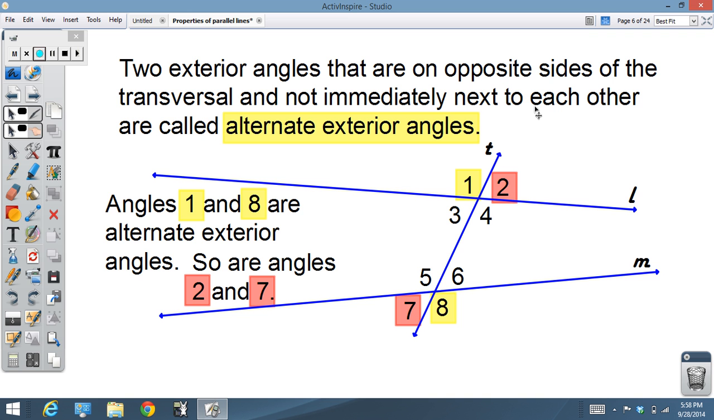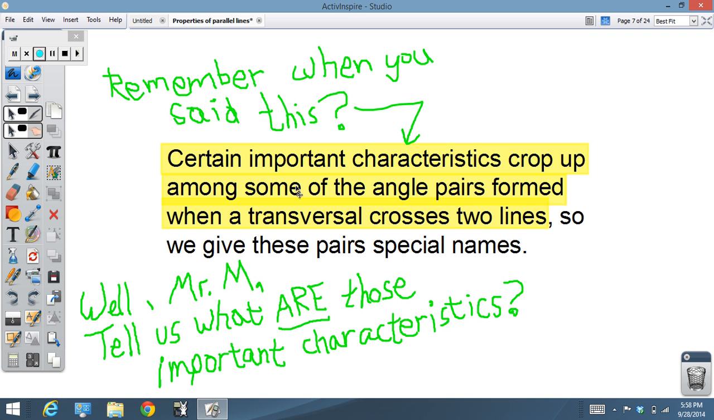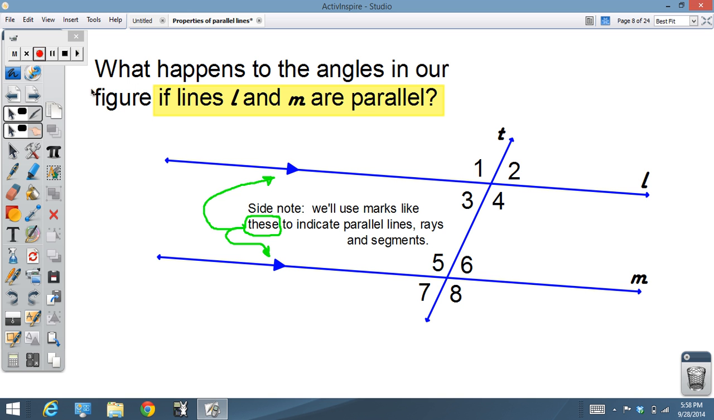Now, I know what you're saying. You're saying, Mr. Minardi, you left off one of my favorite slides from yesterday, and it was this one. Certain important characteristics crop up. And you're saying, remember when you said this? Well, Mr. M, what are those important characteristics? Here we go. What happens to these angles in our figure if lines L and M are parallel? And I want you to notice these little triangle marks right here. Those are going to be used on our diagrams to indicate when lines are parallel, okay?